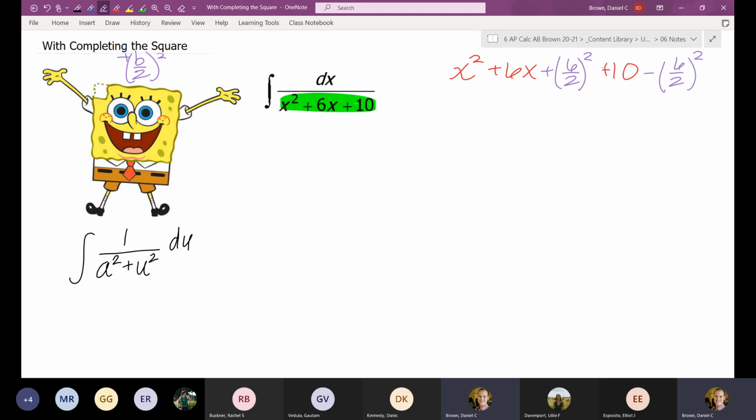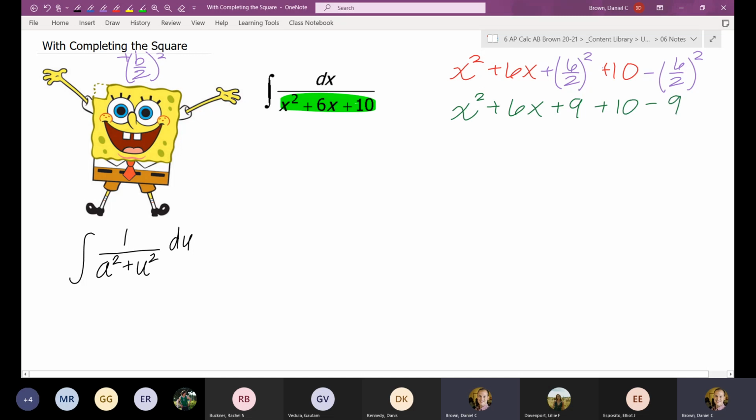Why does completing the square work? I'm going to show a middle step that most of you are going to skip from now on, because it kind of shows you why it works. We have the x squared plus 6x. 6 divided by 2 is 3. 3 squared is 9. And then we have plus 10 minus the 9.